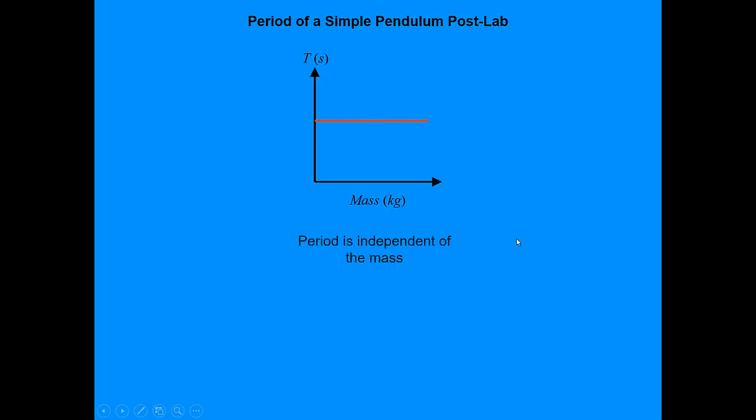So the way we would write that is period is independent of the mass. Period is independent of mass. It doesn't affect it at all. Now that's a little interesting, right? Because mass was part of our other simple harmonic oscillators. So we'll have to tease out why the mass ends up canceling out here when we do the proof in just a few minutes.